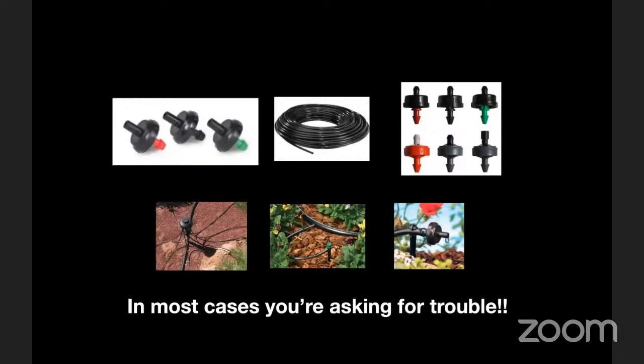This sort of approach to drip irrigation, and I apologize for anyone who already has this approach, is generally what I will always consider a bad option. Just like that weed barrier, this kind of button emitter where you have the larger solid pipe and then the smaller, what's called spaghetti tube pipe, and then one or two individual little buttons to each plant. In most cases, you're asking for trouble.